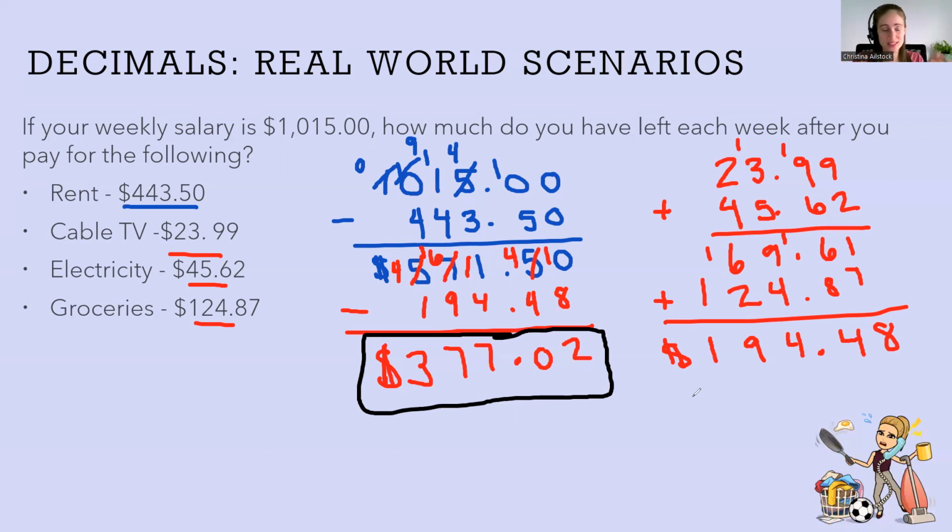So no matter which way you solved it, whether you did it like I did, where it's a mix of the 2 methods, or whether you subtracted the whole time, or added your 4 bills and then subtracted, that should be the answer. So that's how much extra money you're left with at the end of the week.